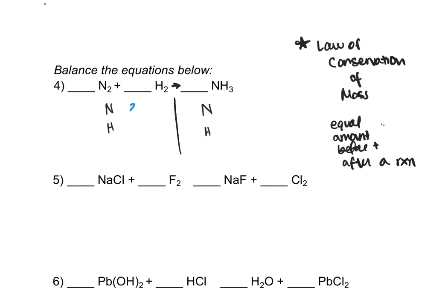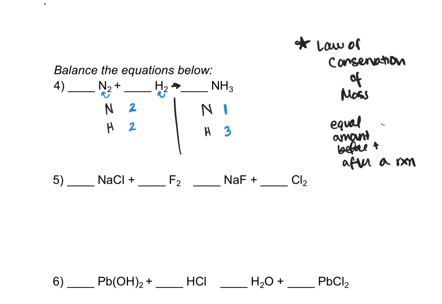So in this case, I have 2 nitrogens, because that 2 applies to what comes before it, and 2 hydrogens, because again, what comes before it. And then if I look on the other side, this chemical formula tells me that I have 1 nitrogen, 3 hydrogens. So clearly that's not balanced. The nitrogens are not balanced, the hydrogens are not balanced.